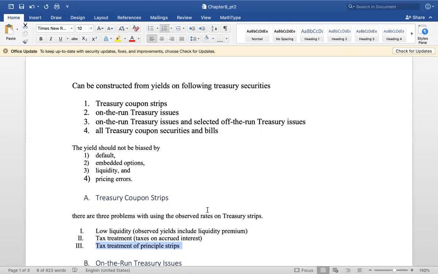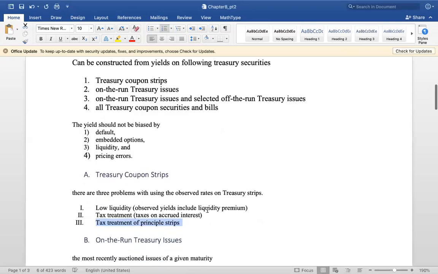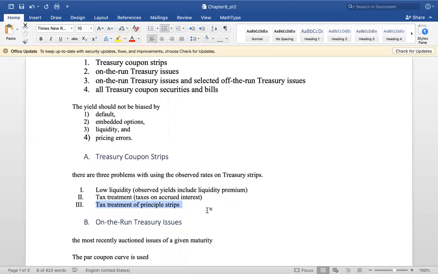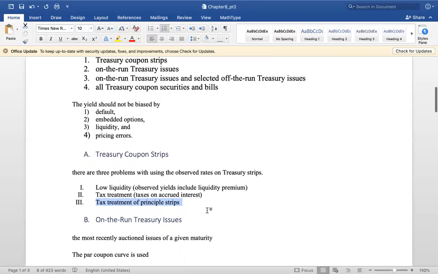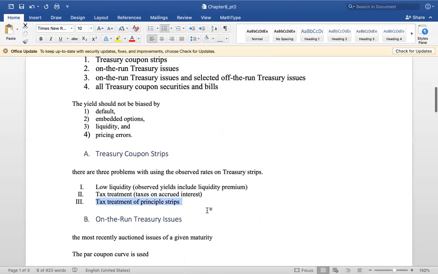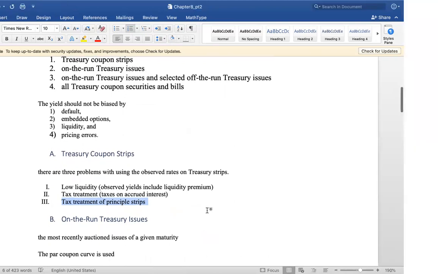So this is what we mean. For the on-the-run issues, the most recently auctioned issues of a given maturity are used. The most recently auctioned issues include 1 month, 3 month, 6 month treasury bills and 2-year, 5-year and 10-year treasury notes. The treasury bills are zero coupon instruments while the notes are coupon instruments. The observed yields for each of the on-the-run issues are then used to calculate the spot rate.